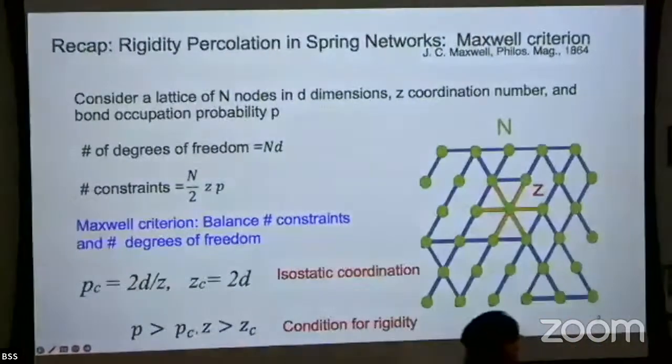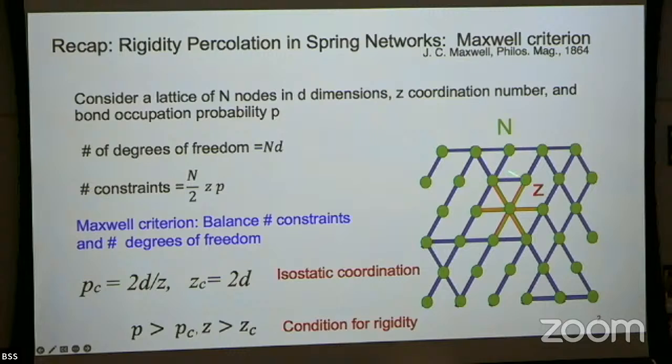Okay, so I want to do a little bit of recap before we continue where we left off. So last discussion, we discussed rigidity percolation, how to characterize rigidity of networks, and we said we can do this using rigidity percolation, right? And before we actually did any calculations, we said that, well, for central force networks like spring networks, we can do a simple Maxwell counting, right?